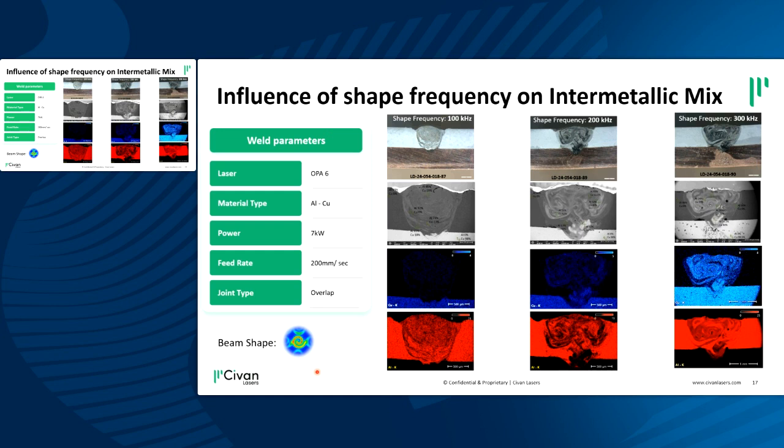So basically the only parameter we changed here was the frequency of the beam shape, and you can see how the intermetallic mix between the different frequencies is different. And again, this is just a tool that gives you more control over the process.